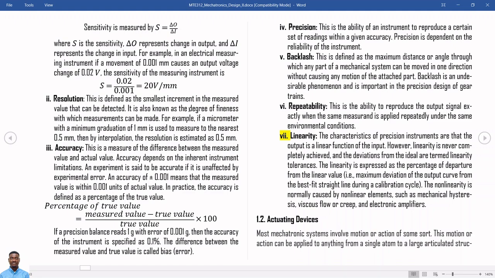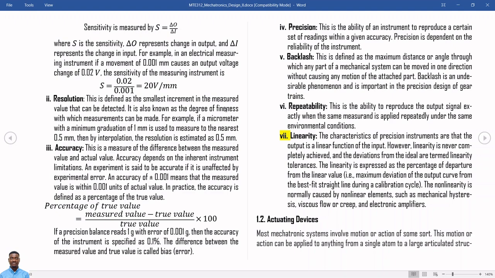Sometimes they also refer to it as degree of fineness with which measurements can be made. For instance, if you have a micrometer with a minimum graduation of 1 mm and it is being used to measure to the nearest 0.5 mm, then you're saying that the resolution of that very micrometer is 0.5 mm. You're saying that that is the smallest increment that micrometer can pick up. That is what we call resolution.